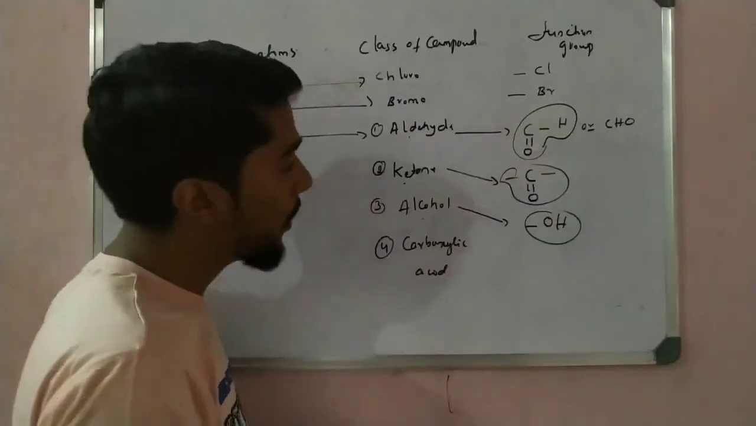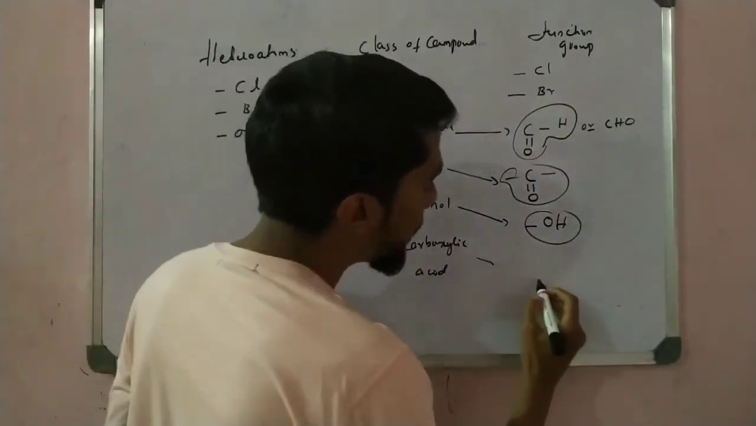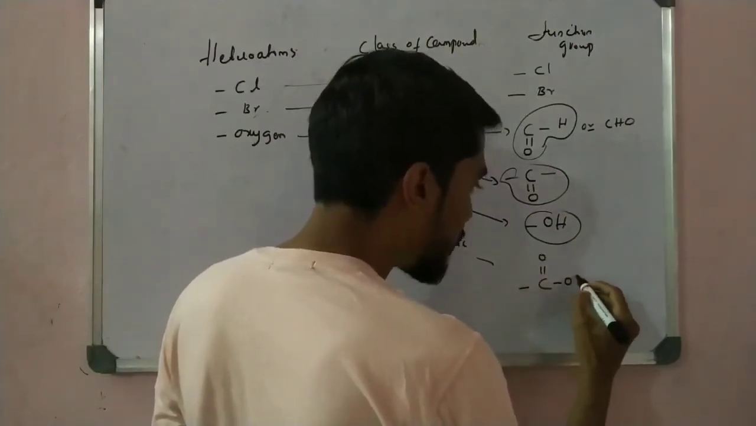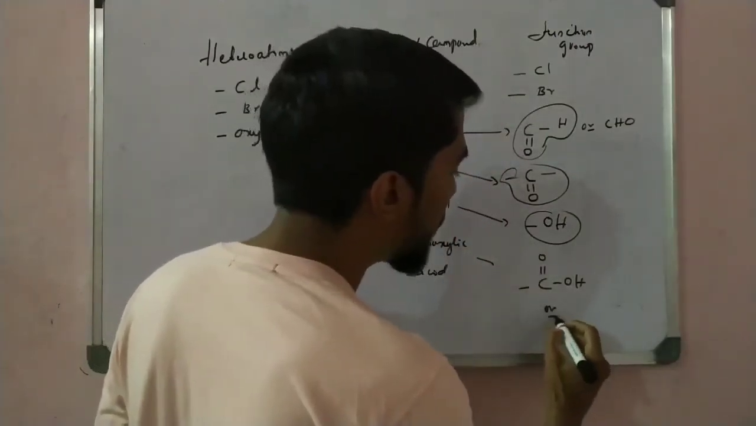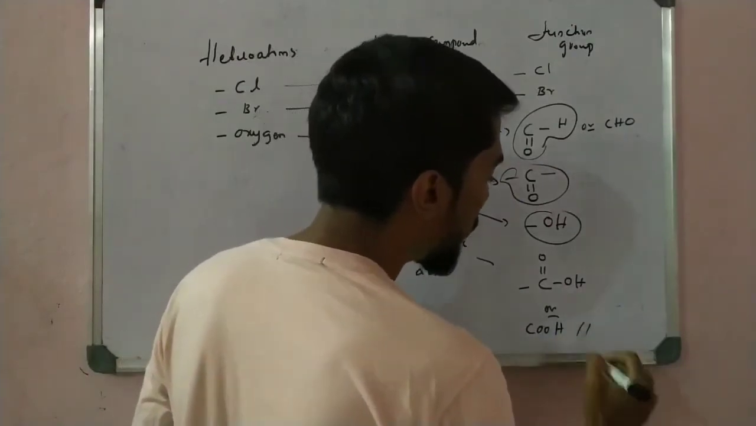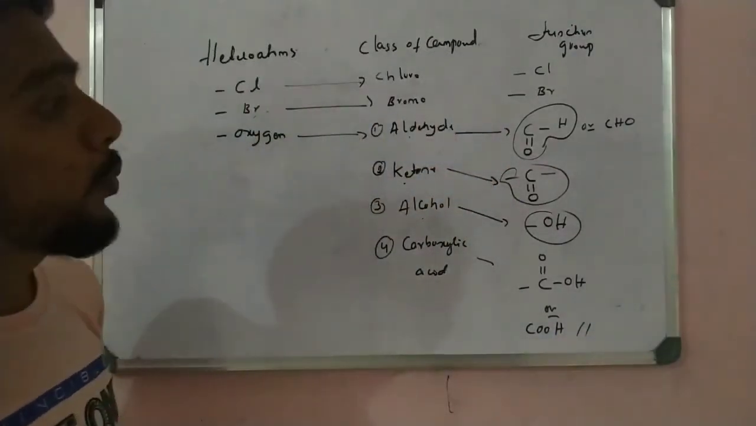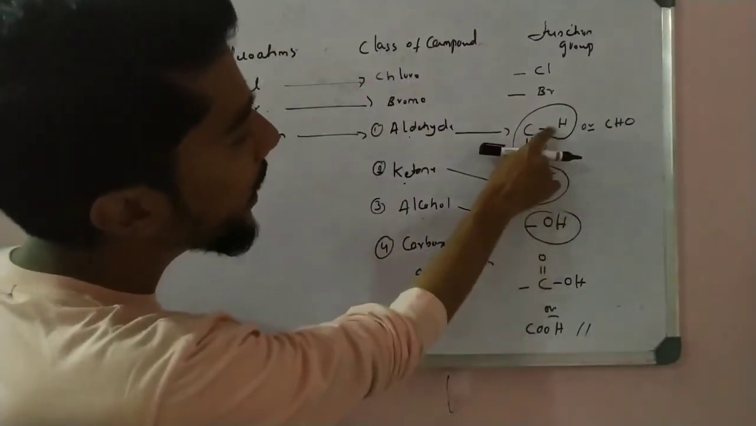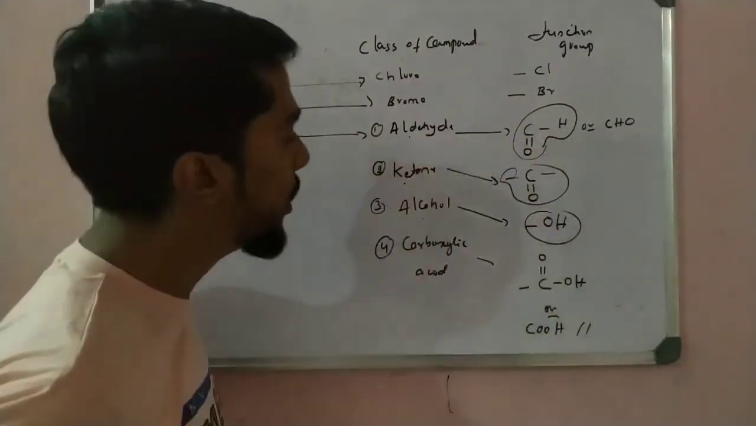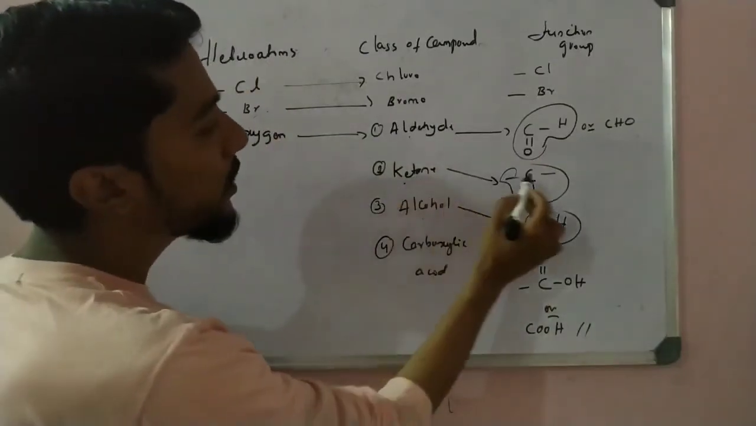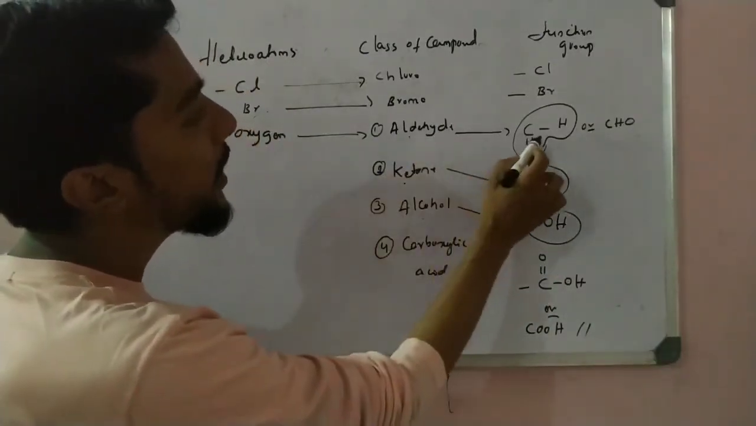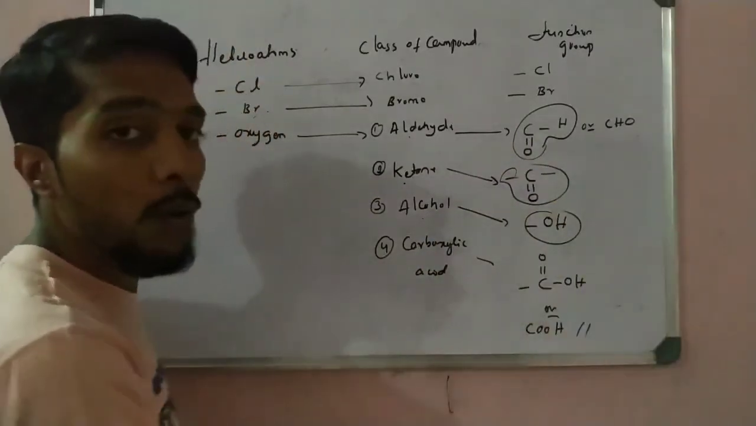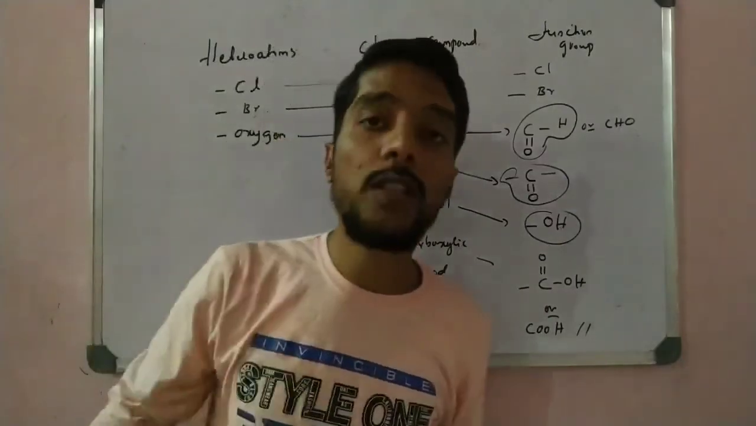If alcohol is there, the C attached with OH is the functional group, alcohol. For carboxylic acid, it is double bond O, OH, also written as COOH. This is all about the functional group. Both are the same here, the aldehyde carbon is the same, but what is the difference? Here only H, here OH is there, so that is the difference. You have to remember this: alcohol is OH, ketone is C double bond O, aldehyde is CHO, and carboxylic acid is COOH. So students, this is all about the functional group.